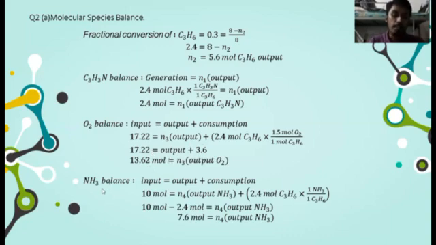After that, we have to find the NH3 balance. NH3 is almost similar to the oxygen, because from the flow chart we can see that input equals output plus consumption. Its input is 10 mole, which equals the output N4, which is still unknown, plus the consumption, which is 2.4 mole C3H6 times 1 NH3 per 1 C3H6. From this we find the output of NH3, the ammonia, which is 7.6 mole.